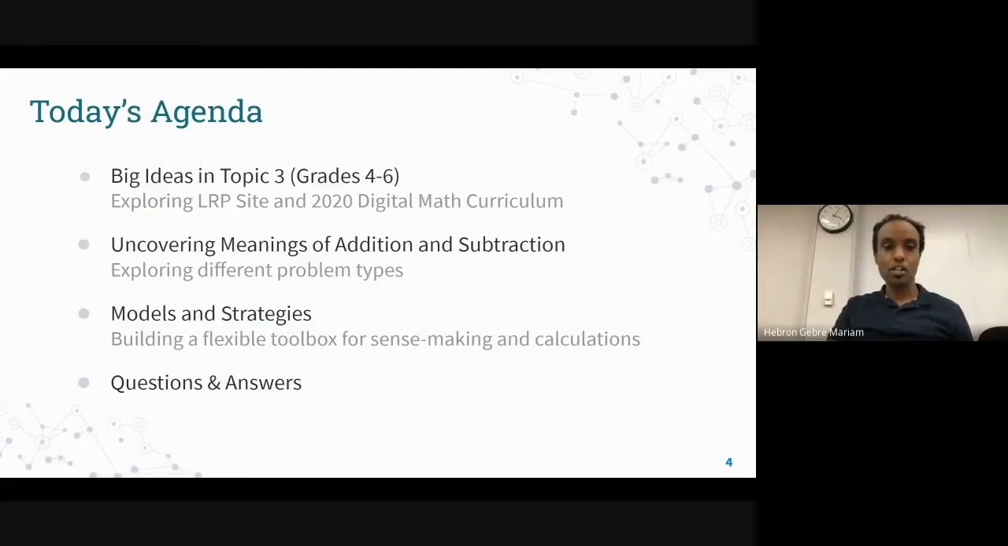And here's our agenda for today. So we're going to look at the big ideas in topic 3, grades 4 through 6. We're not breaking out today. We're staying together. We're going to uncover some meanings of addition and subtraction. We're going to do some exploration there. And so we're going to look at models and strategies, building a flexible toolbox for sense making and calculations. And then we're going to have some time for some Q&A.